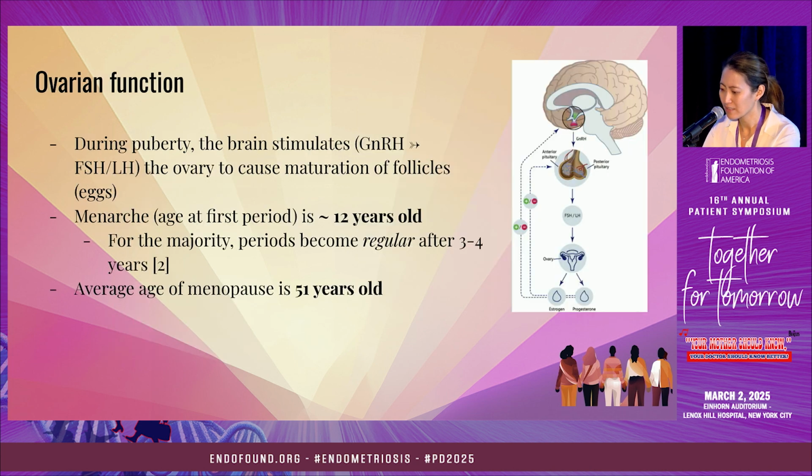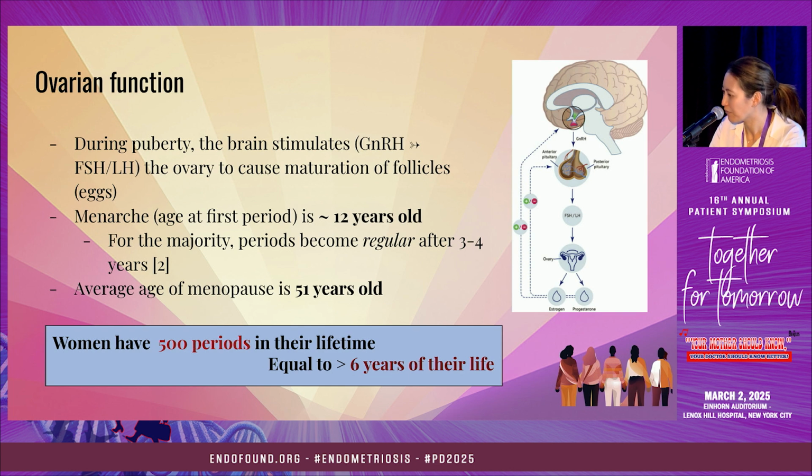If you think about that, you have 2 almonds that are very, very powerful in generating a lot of this. During puberty, remember the brain stimulates the ovary to cause maturation of follicles. So these are eggs. Menarche is the age at your first period, on average about 12. For the majority, periods become regular after 3 to 4 years, and the average age of menopause in the US is about 50 to 51. I don't know if it's a fun fact, but it's a fact. Women have about 400 to 500 periods in their lifetime, equal to about 6 years of their lives.